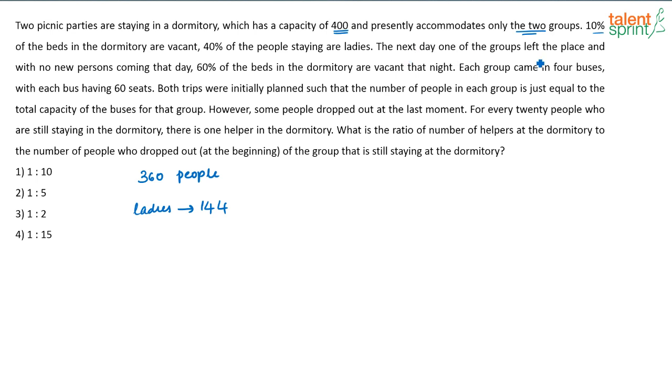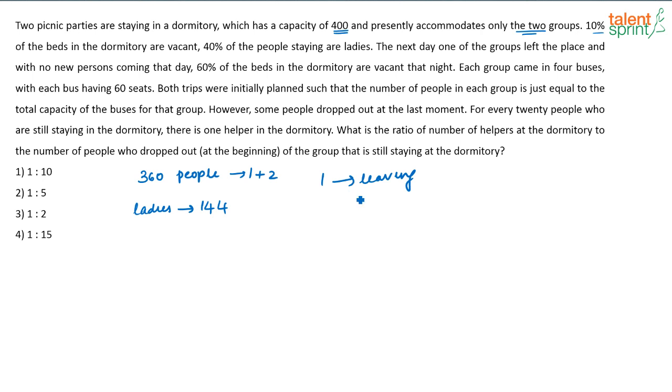Now, next, what is said? The next day, one of the groups left the place with no new persons coming in that day, and 60% of the beds in the dormitory are vacant that night. So, first day there were 360 people totally, group 1 and group 2 put together. Now, let us assume that on the second day, group 1 is leaving. When group 1 goes, what is happening? There is only group 2 that is there.